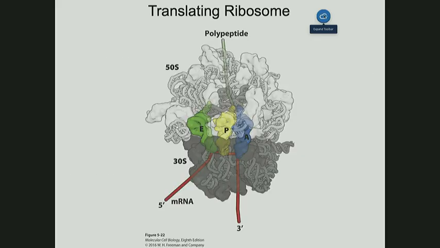Here is a structural picture of what the translating ribosome actually looks like. Oh, wait, why is it 50S and 30S? I thought it was 60S and 40S. What's the difference here?